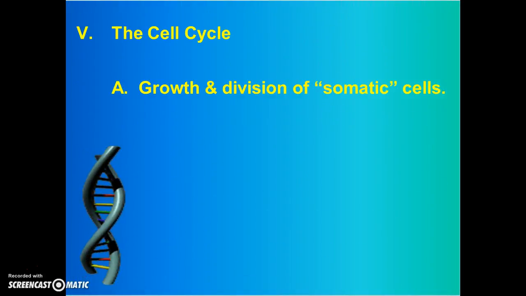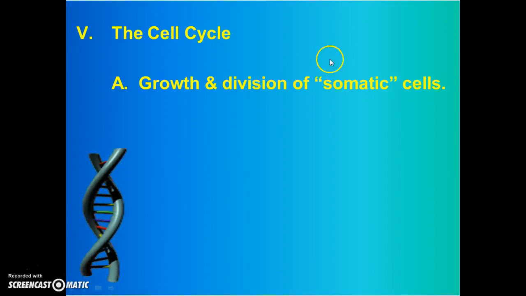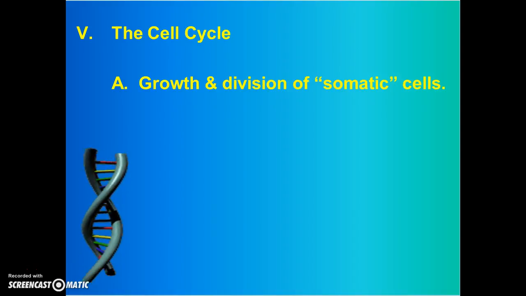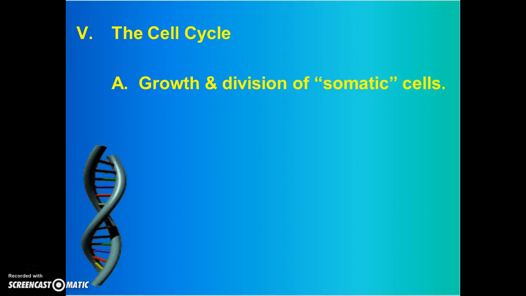And the cell cycle: growth and division of somatic cells. Somatic cells and body cells are quite different, so they go through a slightly different process.